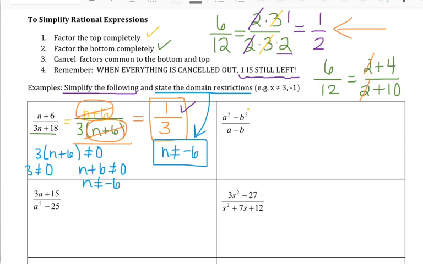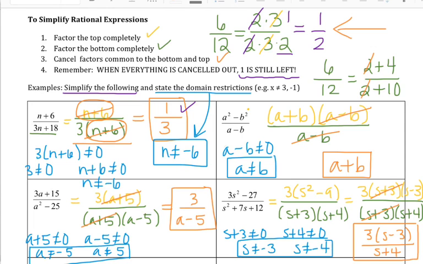Now try the others. Factor out a GCF, then factor it if it has a degree greater than 1, and look for any factors that match. Don't forget to state your domain restrictions. So for the rest of the problems, I did the first step in yellow, the second step in green. I found the domain restrictions in blue, and I canceled out and wrote my final answer in orange.